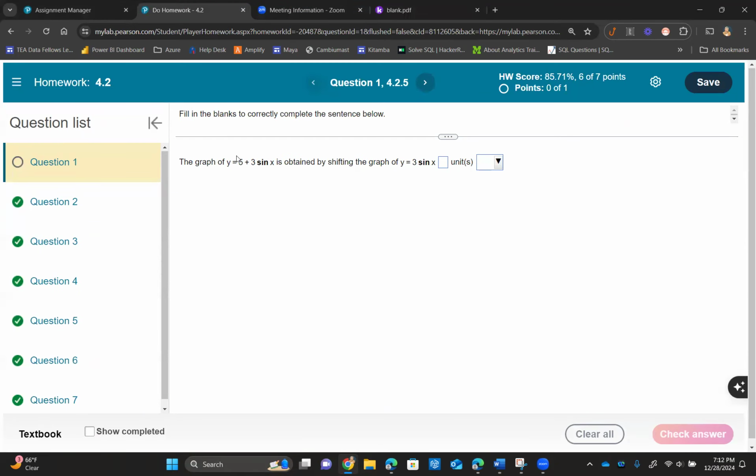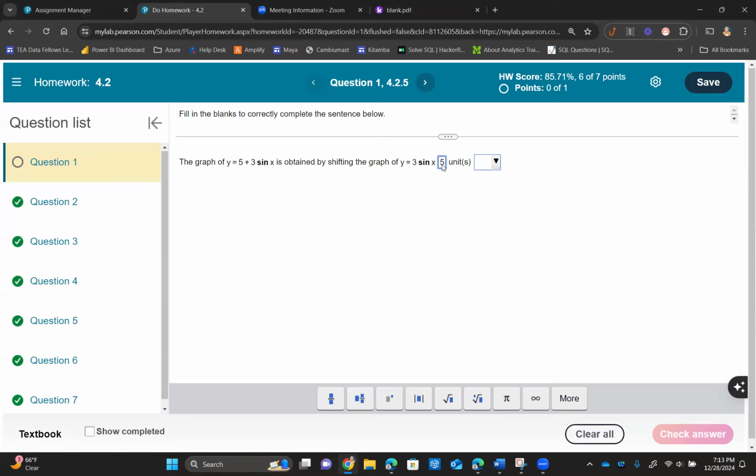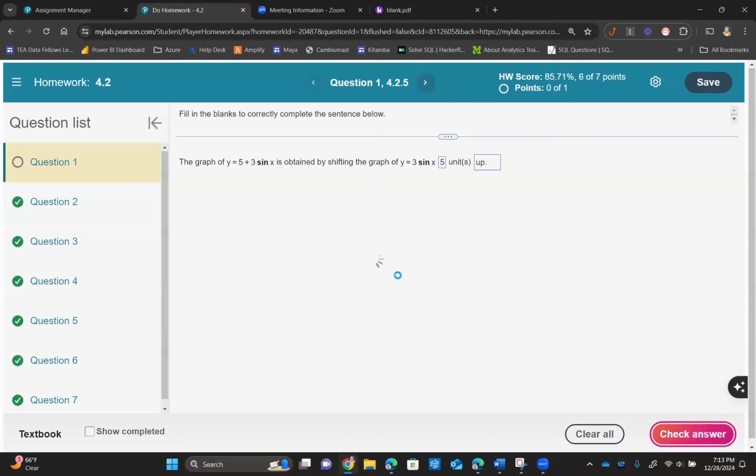For question 1, it says to fill in the blanks to correctly complete the sentence below. If you have y equals 5 plus 3 sine of x, this is obtained by shifting the graph of y equals 3 sine of x some units in some direction. The main graph here is 3 sine of x, and we're trying to understand what this plus 5 is going to cause. We're going to type that it's going to cause 5 units up. So the graph of 3 sine of x is going to move 5 units up because of this plus 5 here.